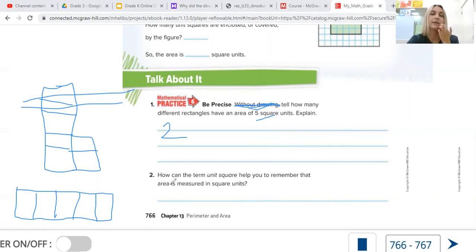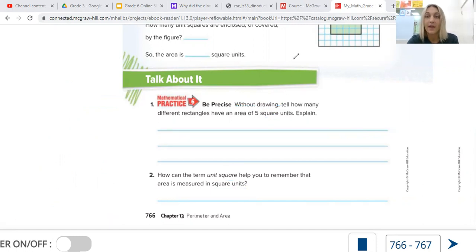Now, last one, how can the term unit square help you to remember that area is measured in square units? Well, let's look at those 2 terms. Those are very similar, just flipped around. So we know we're counting unit squares, so we know that it's measured in square units. Remember my label. And here we go. Let me just throw it up there. You can copy it down.